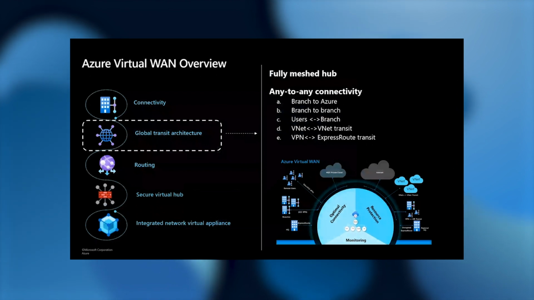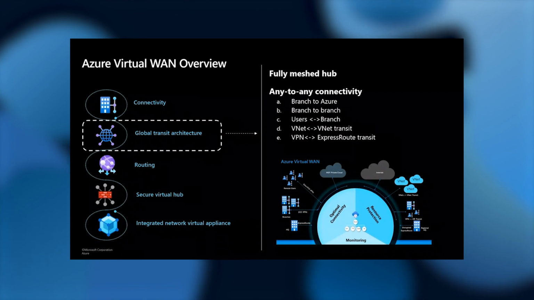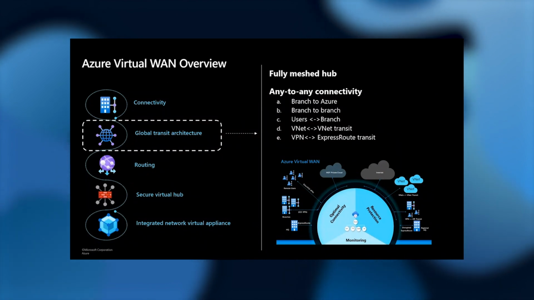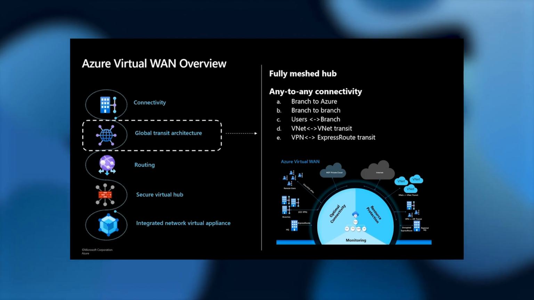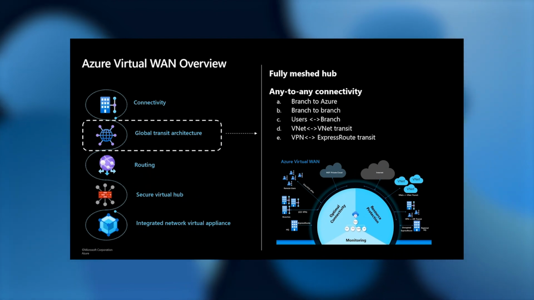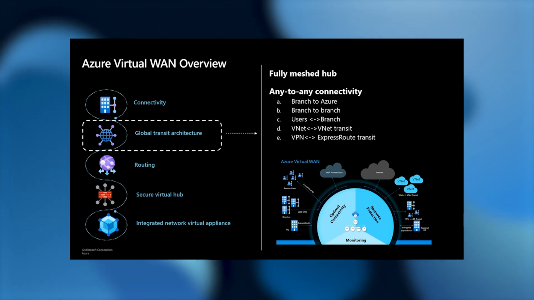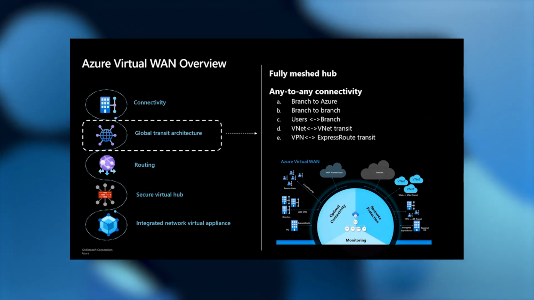Moving on. In terms of the second pillar, global transit architecture, what this means is you get a fully meshed hub. When you deploy a Virtual WAN hub and you have multiple hubs in the Virtual WAN, all of those hubs are fully meshed and you can have any-to-any connectivity. So you can connect a branch or a remote user to Azure, but not just to Azure. You can actually interconnect an ExpressRoute endpoint to a remote user or to a branch that is behind a site-to-site VPN. So you get all this transit functionality, including VNet to VNet, through this fully meshed hub system through the global transit architecture.